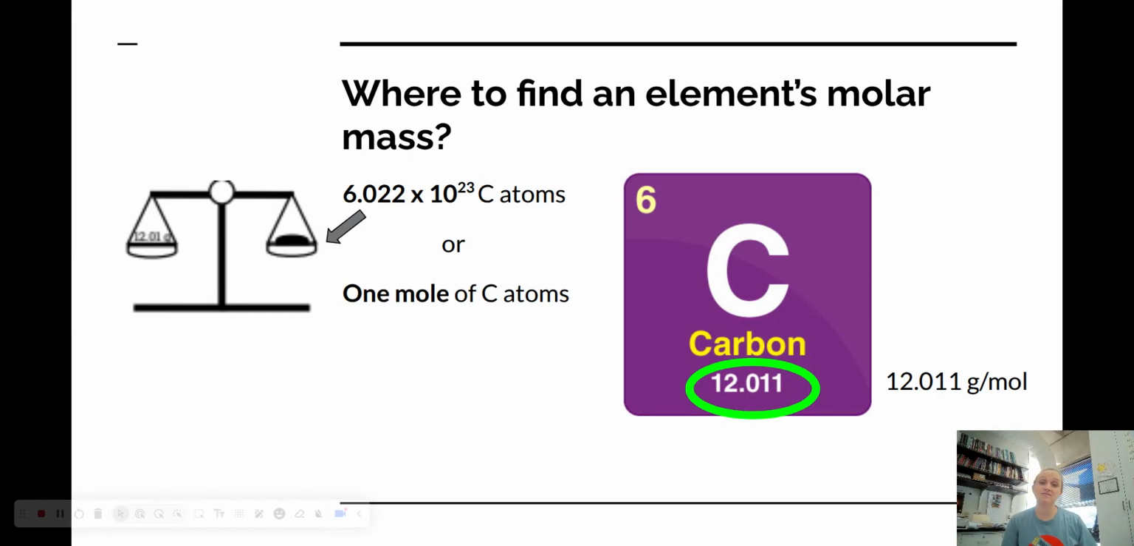So we could say we have 6.022 times 10 to the 23rd carbon atoms, or we could say it's 1 mole of carbon atoms. We could also weigh it out and put 12.01 grams of carbon onto a balance, and that would be 1 mole of carbon. This is where we're going with this unit.